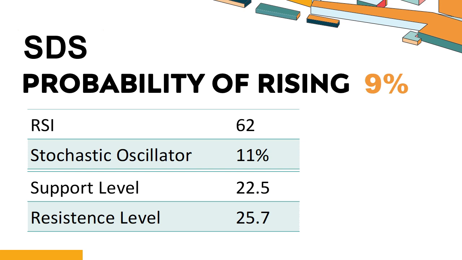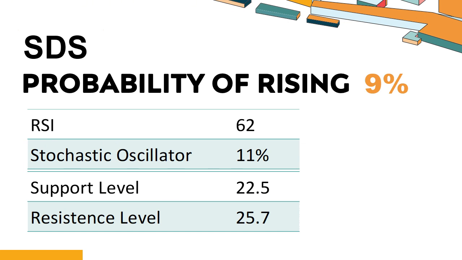An oversold condition occurs when the stock price falls too fast and too much in a short period of time, which may indicate that the selling pressure has exhausted. Trend outlook. SDS has a 9% probability of rising stock price. When the probability of rising is lower than 50%, it means that the probability of falling is relatively high. If the probability of rising is higher than 50%, it means that the probability of stock rising is relatively high.